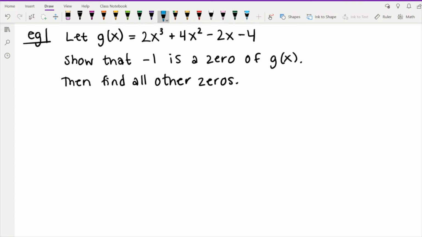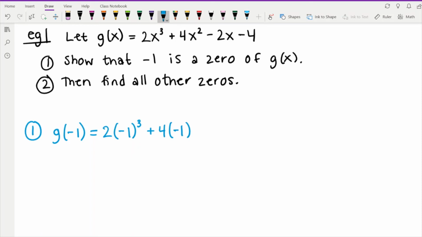How do you show that something is a 0 of a polynomial? Well, you can plug it in, right? So if -1 is a 0, and maybe I'll number these so we can keep track of what we're doing where. So we can just plug in -1. So we would get 2 times -1 cubed plus 4 times negative 1 squared minus 2 times negative 1 minus 4. And so that's going to be equal to 2 times negative 1, so that's negative 2, plus 4 times positive 1, so that's 4, minus 2 times negative 1, so that's going to become plus 2, minus 4. And so we can see we have minus 2 plus 4 plus 2 minus 4, and so that equals 0. And so we have shown that it is in fact a 0.